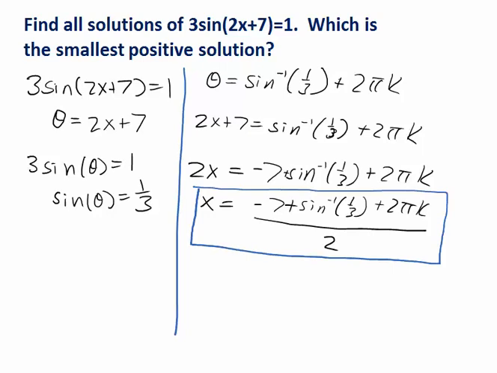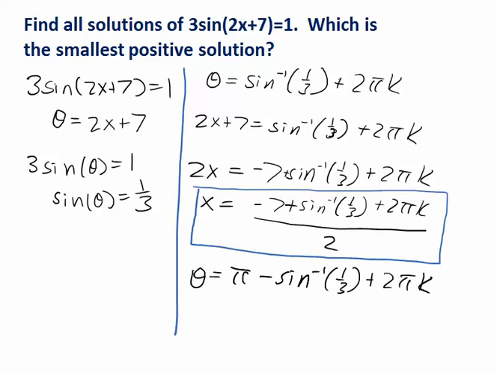This formula gives us one family of solutions for the original equation. And then remember, there was another family of solutions for theta. Those were the ones of the form theta equals pi minus sine inverse of a third plus multiples of 2 pi.